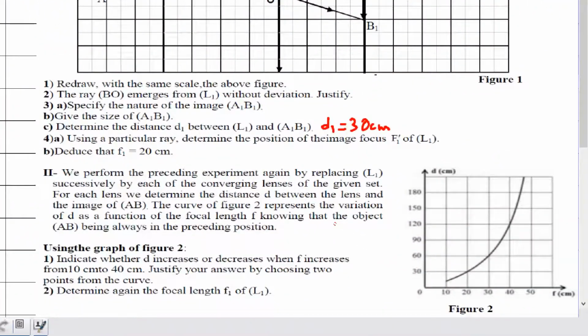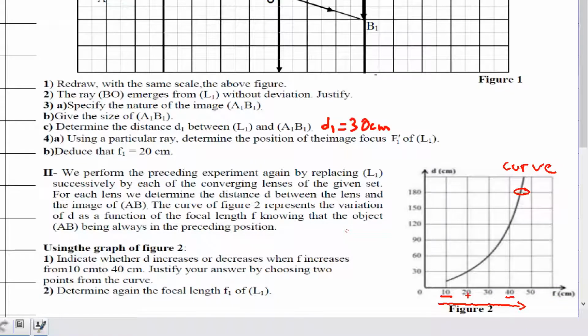Then we need to specify whether D increases or decreases when F increases from 10 centimeters to 40 centimeters. This is 10 and this is the 40. These are the values of F, 10, 20, 30, 40. So this is the increasing sense of F because the values are getting larger. We need to justify our answer by choosing 2 points from the curve. This is the curve. Okay, then let's choose 2 points.